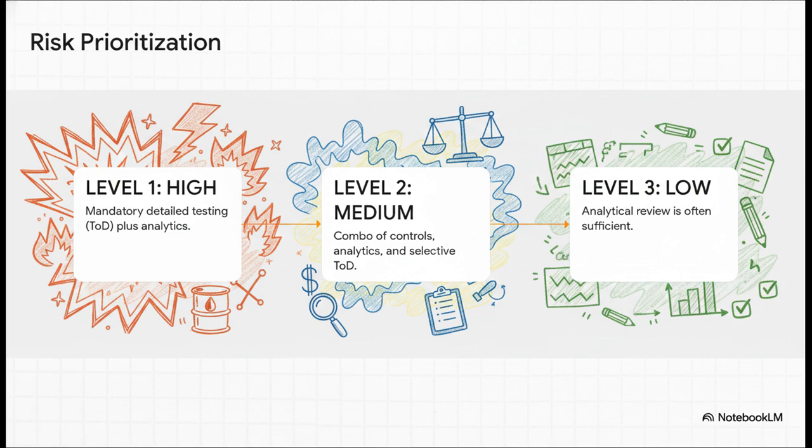And once you've done this profiling correctly, this is where the magic happens. You can finally prioritize your effort intelligently. Level 1. Your high-risk stuff like massive raw material purchases gets mandatory, detailed testing. No shortcuts. Level 2. Your medium-risk items get a smart mix of analytics and some sampling. And for Level 3, the low-risk things like office supplies, a good analytical review is probably all you need. This is what working smart looks like.